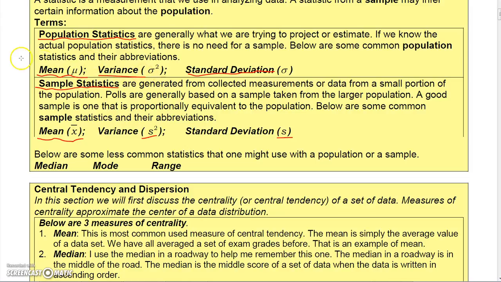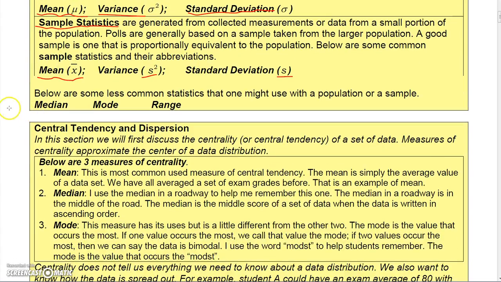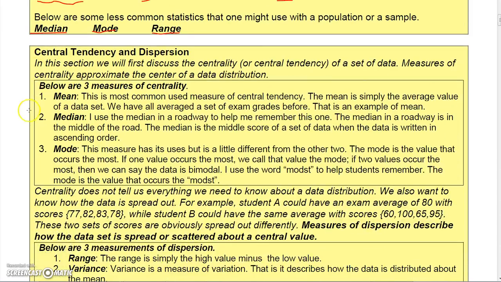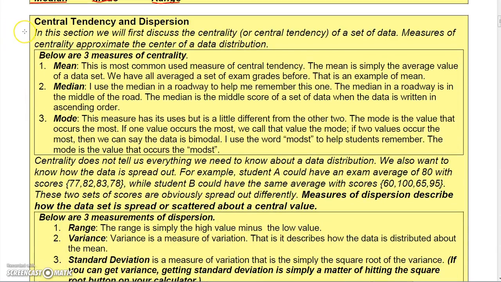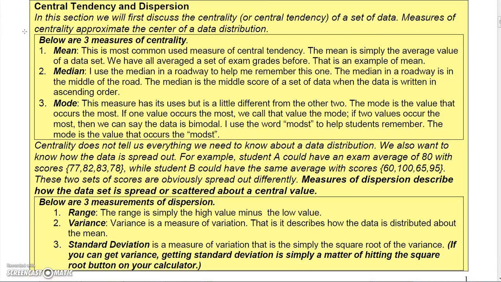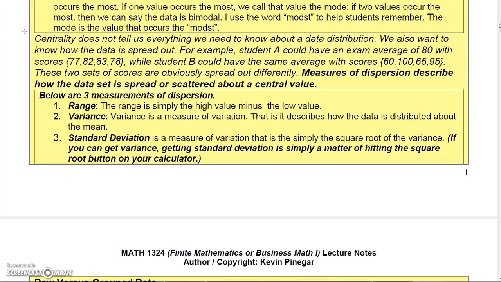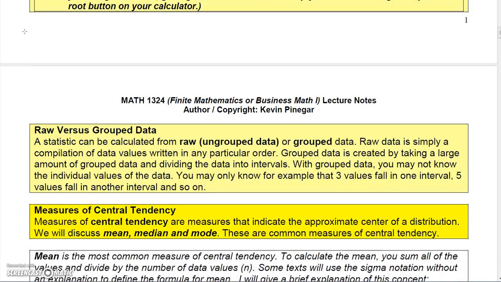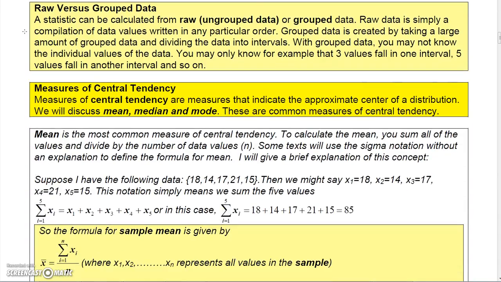Now for the population statistics, the mean is the Greek letter mu, the variance is the Greek letter sigma squared, and the standard deviation is the Greek letter sigma. Some other statistics that we'll work with are the median, the mode, and the range. Now, I'll let you read this section on the difference between centrality and dispersion, but I'm going to just go straight to the point. If you needed to, you can freeze the video and read that.